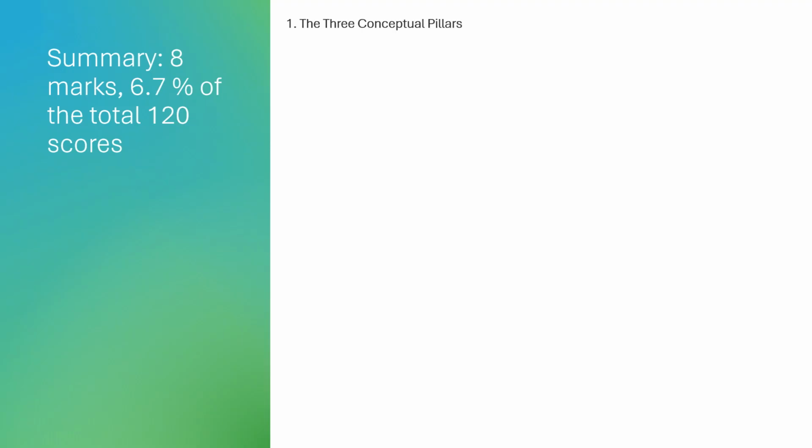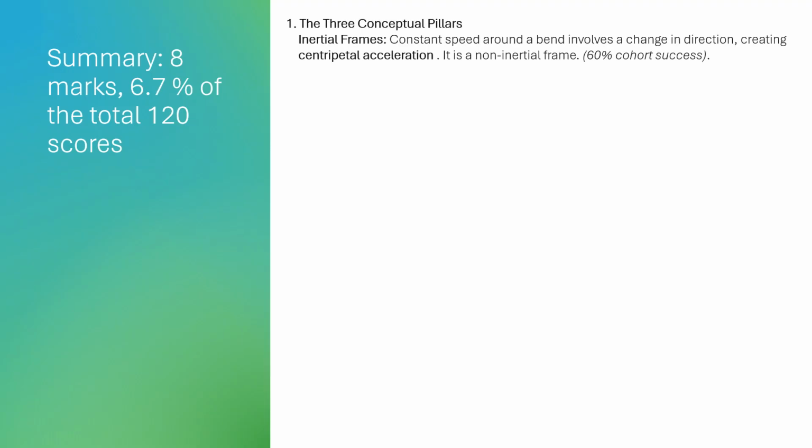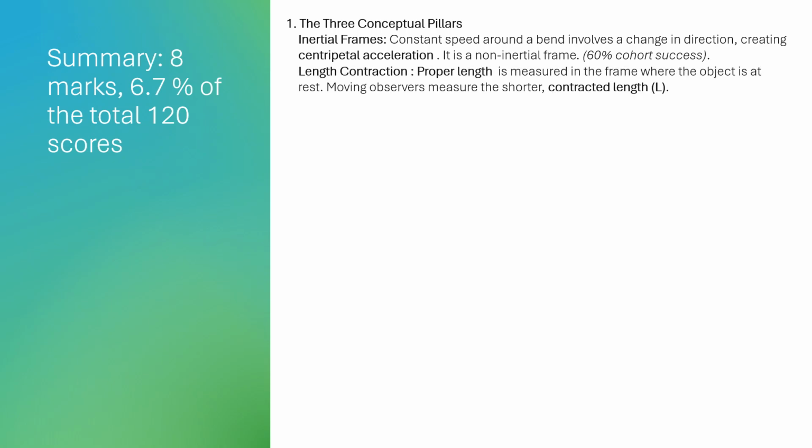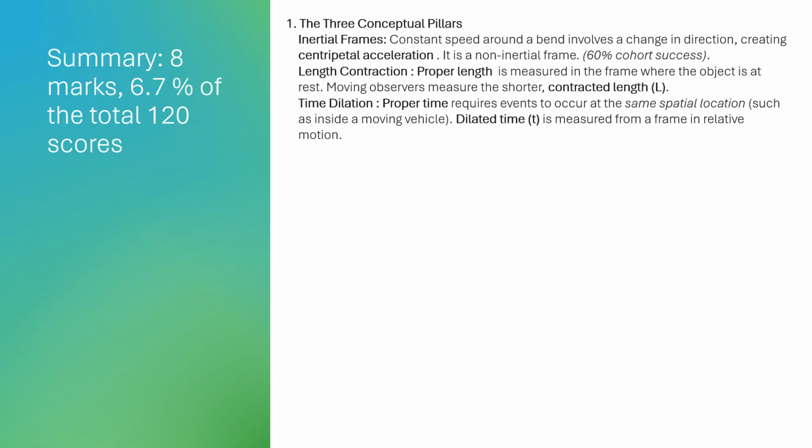One, the three conceptual pillars. Inertial frames. Constant speed around a bend involves a change in direction, creating centripetal acceleration. It is a non-inertial frame. 60% cohort success. Length contraction. Proper length is measured in the frame where the object is at rest. Moving observers measure the shorter, contracted length, L. Time dilation. Proper time requires events to occur at the same spatial location, such as inside a moving vehicle. Dilated time, t, is measured from a frame in relative motion.